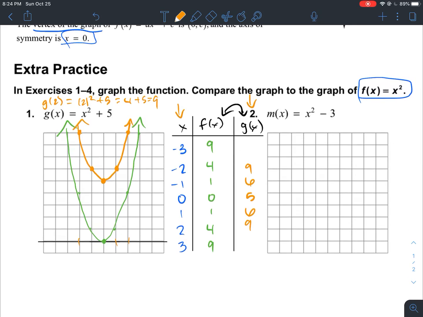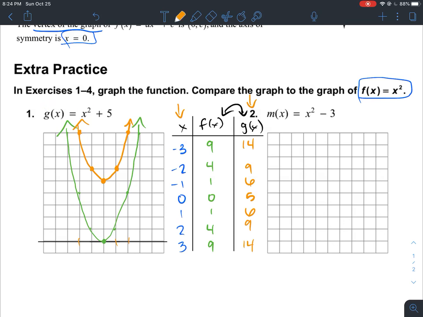And then whenever we plug in 3, we won't see it on this graph, but g of 3, we get 9, because that's 3 squared plus 5, and that's going to be 14. So 14 and 14, okay?